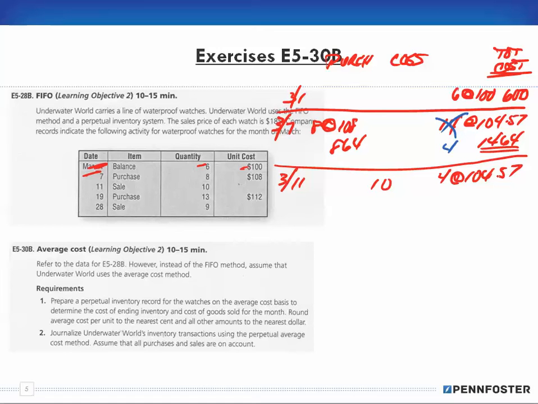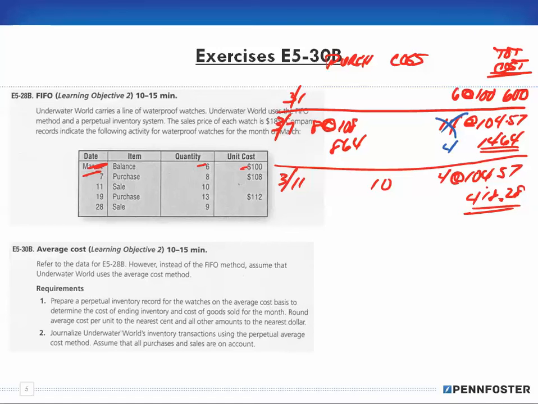Right. So let me do the math here. 104.57 times 4. Okay, so we are at 418.28. That is the value of our inventory. Now 4 at 104.57 is 418.28.